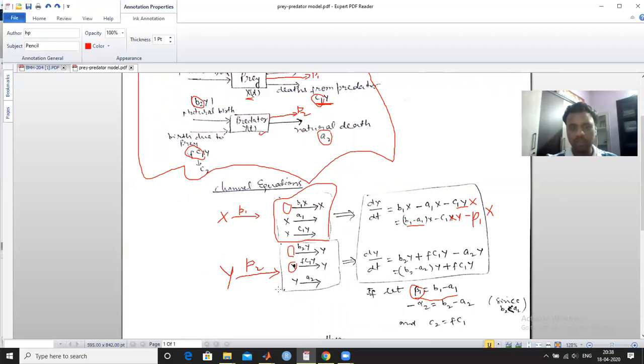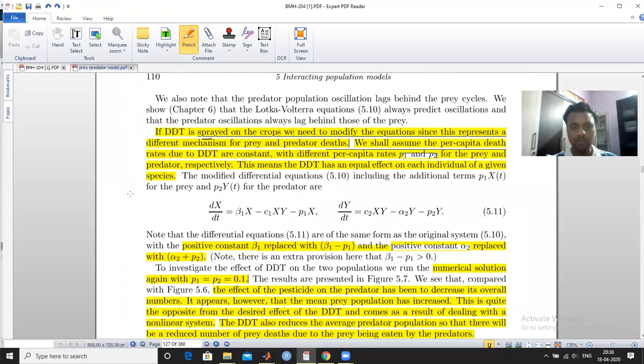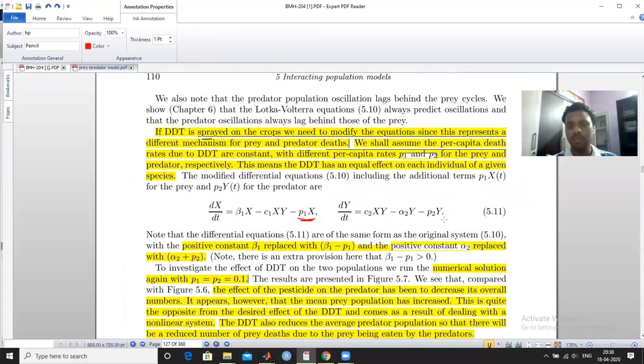Similarly, for the population of Y, that will be minus P2 Y. Here it was XY in the previous model, so now it is P2 Y. So now the model is modified. There is an additional term here, P1 X, and an additional term there, P2 Y. Now the model becomes beta 1 X minus E1 XY minus the additional term due to DDT for the prey, and this is the predator.